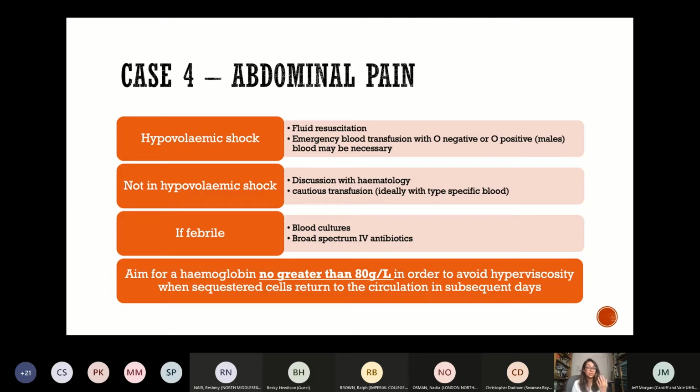So make sure that if you're giving O positive, it's given to male patients and not female patients because of the future risk of rhesus disease in females.